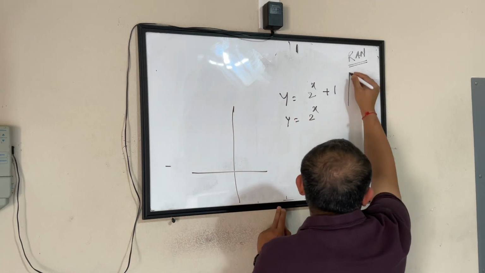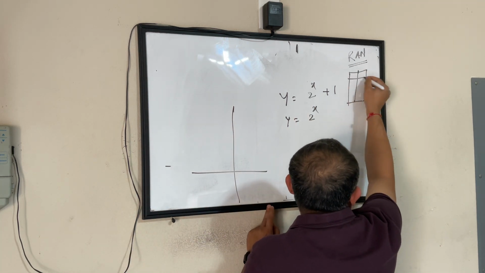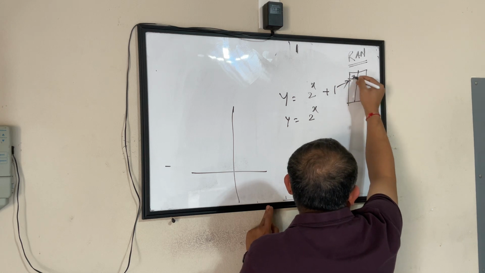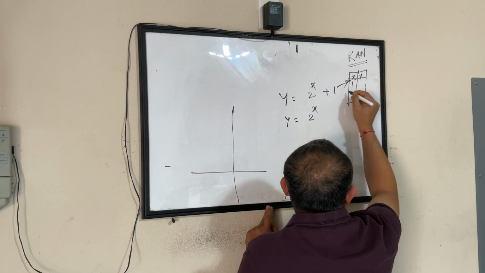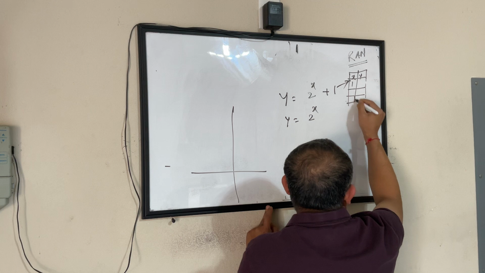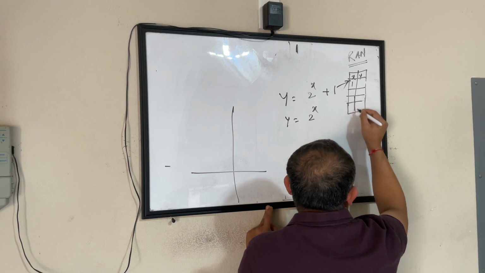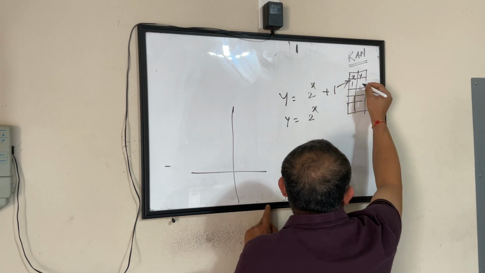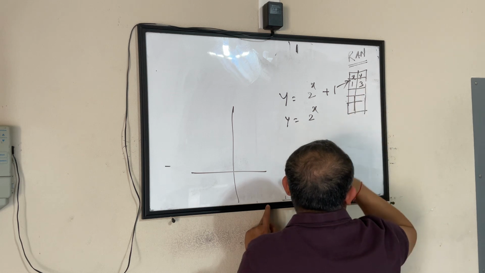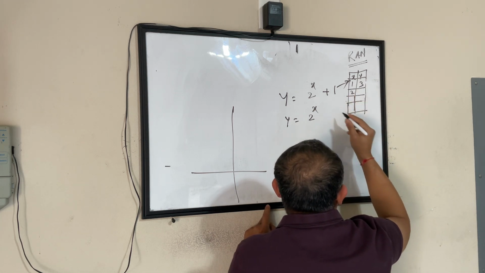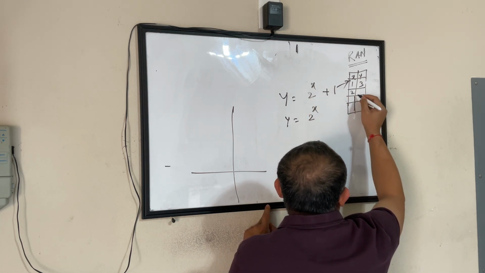When you're looking at this one, let's pick some points. I'm talking about this one, x and y. When x is 1, what value do you get? It becomes 2 plus 1, which is 3. When x is 2, it is 4 plus 1, which is 5.